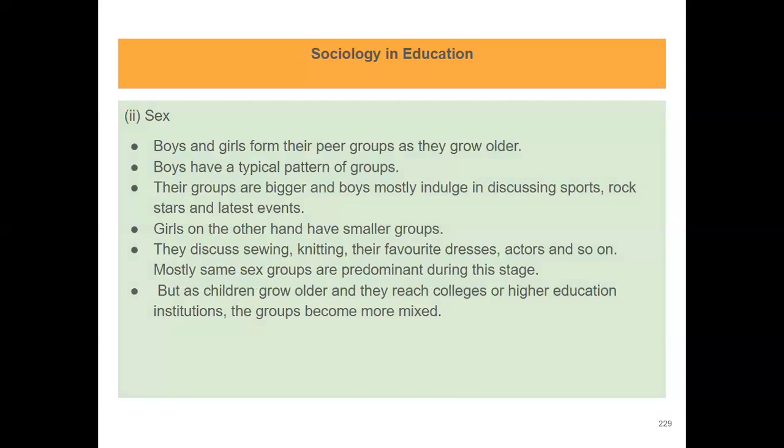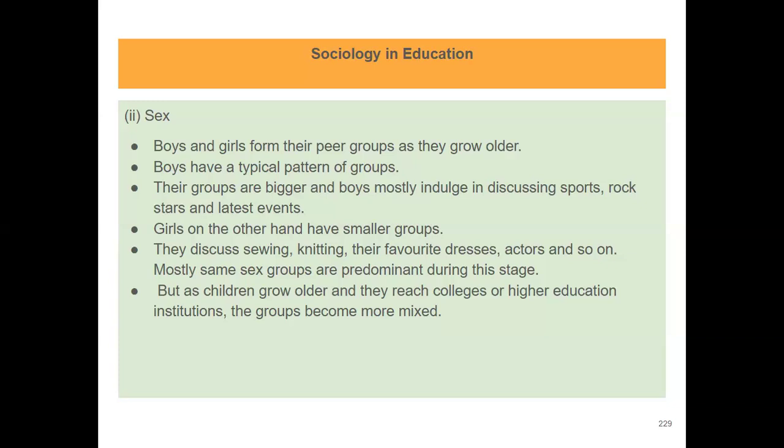Now, in gender-wise or sex, we'll see how they form their groups. Now, boys and girls, they grow older. But boys have a typical pattern of groups. That means they form groups according to certain pattern. And their groups are bigger than the girls' ones, and they mostly discuss sports or the movie stars or latest events and musical shows or various other common interests. Girls have similar smaller groups.